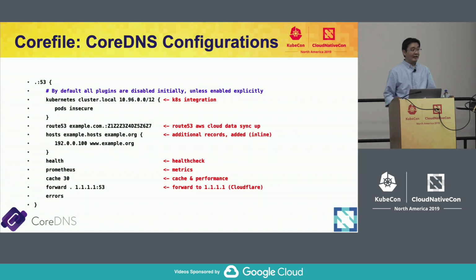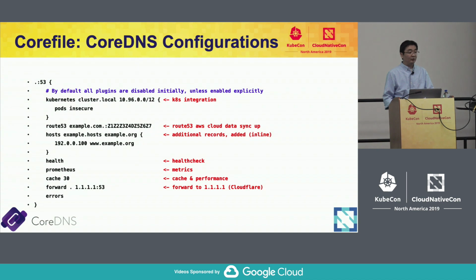First of all, it's part of the Kubernetes plugin, so you can do service discovery for your Kubernetes clusters. The second plugin we enable is Route 53, which means if you have a backend of AWS services, you can reach them directly. The third section is the hosts plugin, which gives you the ability to add a record line by line to expose an endpoint.